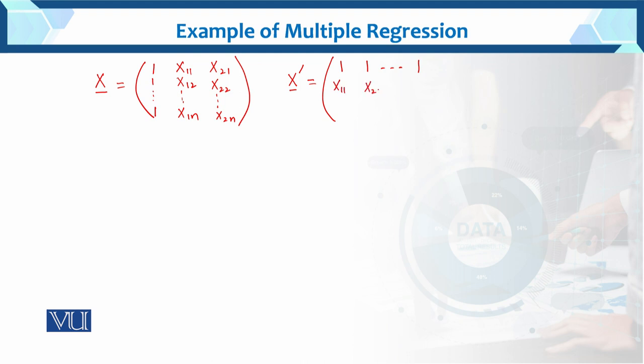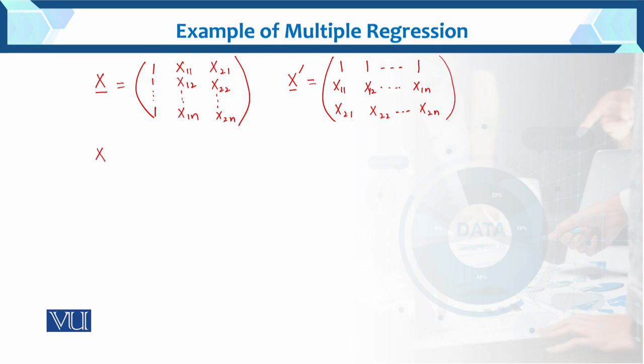x11, x21, x12, up to so on, x1n, x21, x22, up to so on, x2n. This is the x prime.